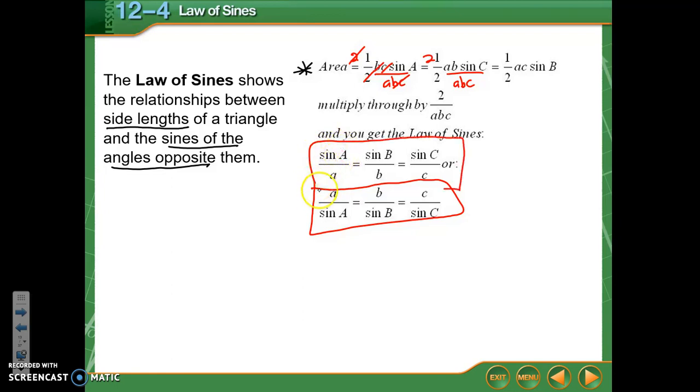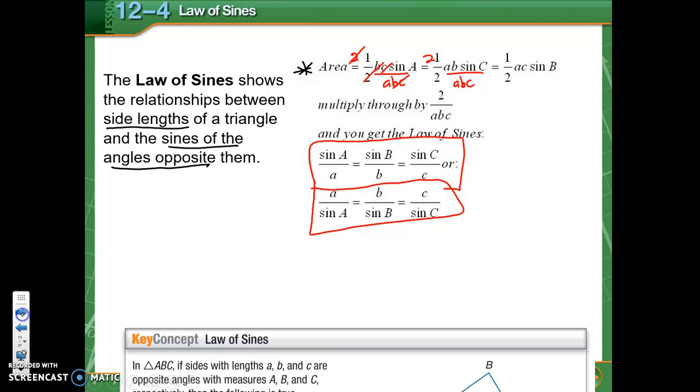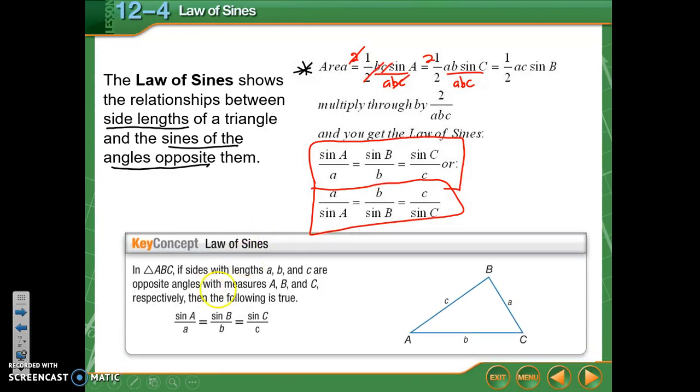The sine of A over side A is equal to the sine of angle B over side B, which is equal to the sine of angle C over side C. This is the law of sines. This is in triangle ABC. Notice it is not necessarily a right triangle. It has angles A, B, C and opposite sides A, B, C, so this relationship is always true in a triangle.